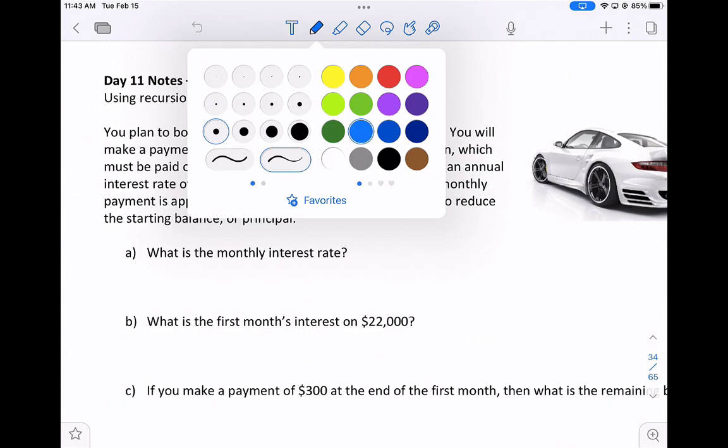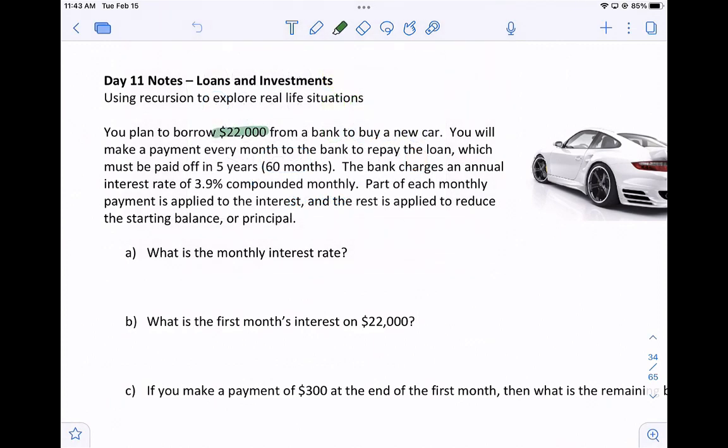Okay, I'm going to underline that because it seems important. Actually, we'll highlight it. You will make a payment every month to the bank to repay the loan, which must be paid off in 5 years or in 60 months. The bank charges an annual interest rate of 3.9% compounded monthly. Part of each monthly payment is applied to the interest, and the rest is applied to reduce the starting balance or the principal.